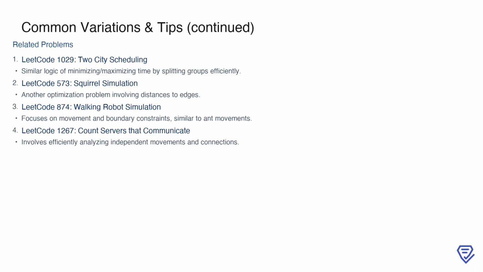Similarly, LeetCode 874, Walking Robot Simulation, focuses on movement and boundary constraints, making it a good exercise for understanding movement dynamics. Finally, LeetCode 1267, Count Servers That Communicate, involves analyzing independent movements and their interactions, which parallels the idea of ants moving independently without collisions impacting the final outcome. Practicing these problems can help reinforce the concepts and techniques required for this challenge.